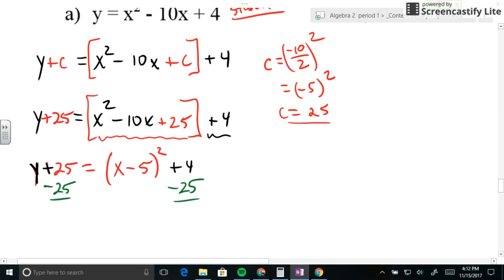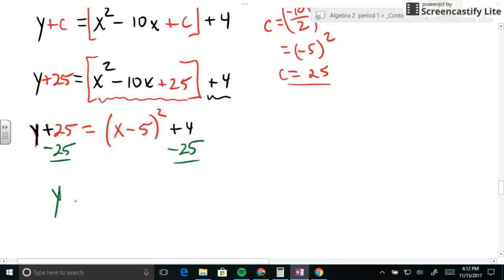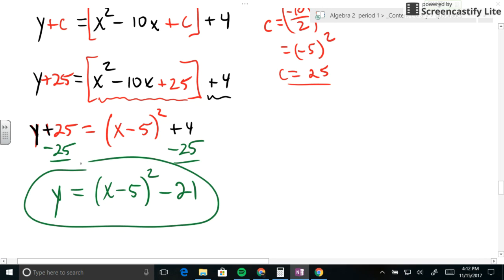So in order to get to y equals, I subtract 25 from both sides. I can only subtract the 25 from the 4. So I'm going to get y equals the quantity of x minus 5 squared, and 4 minus 25 is negative 21. And that is the equation in vertex form. So I took an equation in standard form and converted it to vertex form.